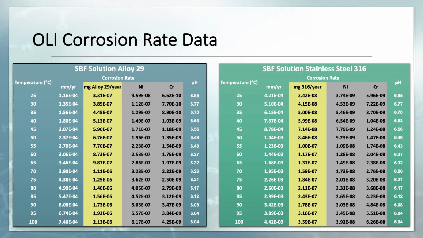Here we have the data that was used to generate the plots on the previous slide. In OLI, the corrosion rate data is in millimeters per year, which, from a biomedical application standpoint, does not provide any insight. Thus, using some unit conversions and the density of the alloy, the corrosion rates can be converted into milligrams of metal per year. From here, we can see how much metal is leaching out into the human body each year. But we can take it one step further and see how much of each element making up the alloy is leaching out into the body per year.